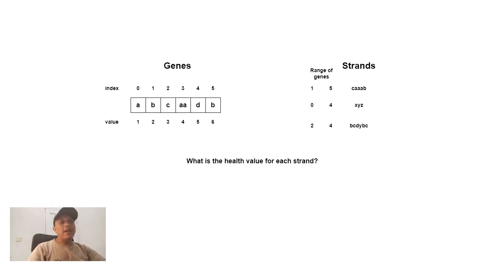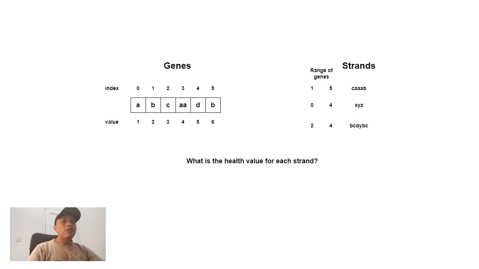We are also given some DNA strands along with starting and ending indices to calculate the DNA health from each strand. For example, there are 3 DNA strands, each with its own first and last index. The first strand is CAAAB with the first index of 1 and the last index of 5. The second strand is XYZ with the first index of 0 and the last index of 4. The third strand is BCDYBC with the first index of 2 and the last index of 4.